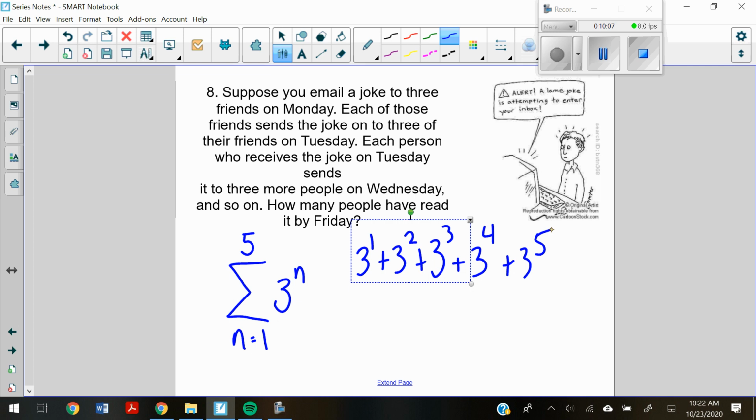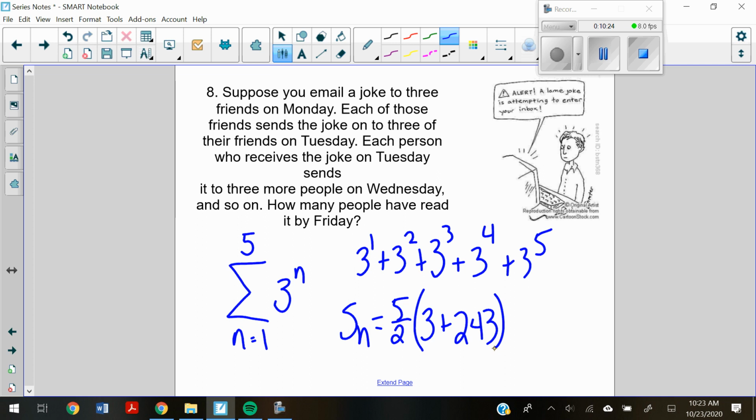Or you can say I have 5 divided by 2. My first term is 3. 3 to the 5th is 243. Either of these are going to work for you. So I'm just going to give you a moment. You can either calculate the top row or you can calculate the bottom row. So go ahead and take a moment to do that.